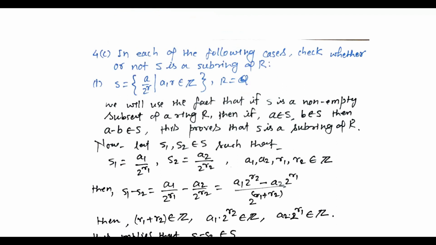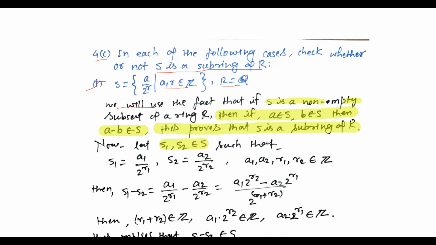4c. In each of the following cases, check whether or not S is a subring of R. First one is S equal to {a divided by 2 to the power r such that a, r belong to Z}. Use the fact that if S is a non-empty subset of a ring R, then for each a, b belonging to S, if a minus b also belongs to S, then S is a subring of R.